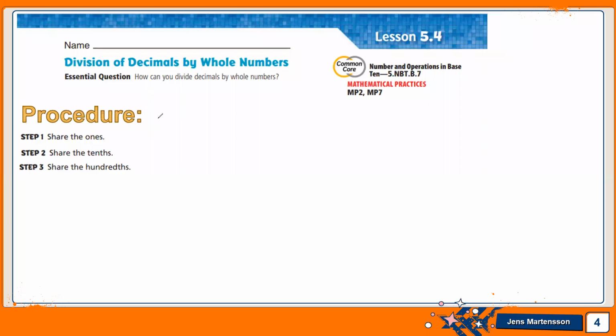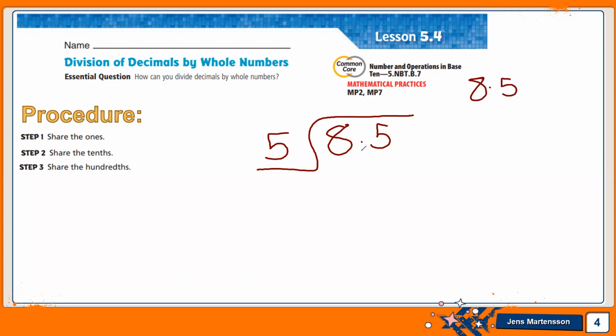Now, let's start. First of all, page 309. Now if you have, like, 8.5 divided by 5. This is a decimal divided by a whole number. So what do you have to do? First of all, the procedure is share the ones or divide the ones. Where are the ones? Which is number 8.